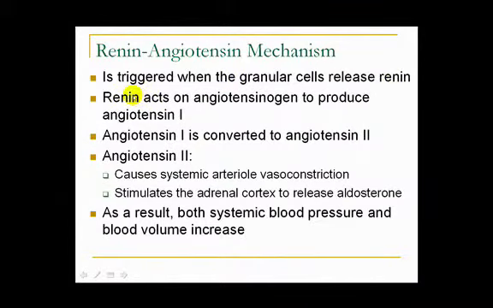Remember, renin will then convert angiotensinogen, which is an inactive protein in the plasma, into angiotensin 1. Angiotensin 1 gets converted into angiotensin 2 by, remember, the enzyme ACE, angiotensin converting enzyme. And then angiotensin 2 causes arterial vasoconstriction to increase blood pressure and also causes the adrenal cortex to release aldosterone. And remember, aldosterone leads to reabsorption of sodium and water follows. So that results in an increase in systemic blood pressure and an increase in blood volume.